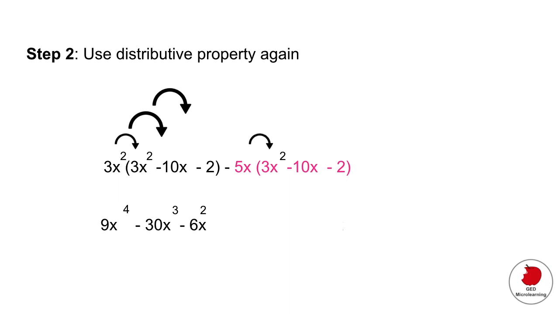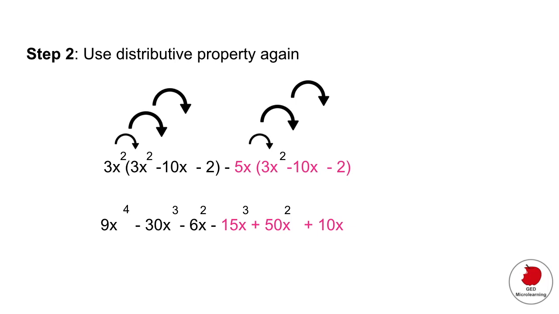And then you're going to do the same thing with this expression in pink. So minus 5x multiplied by 3x squared would give you minus 15x to the 3rd power, plus 50x squared plus 10x. Okay? All right. So that is step 2.